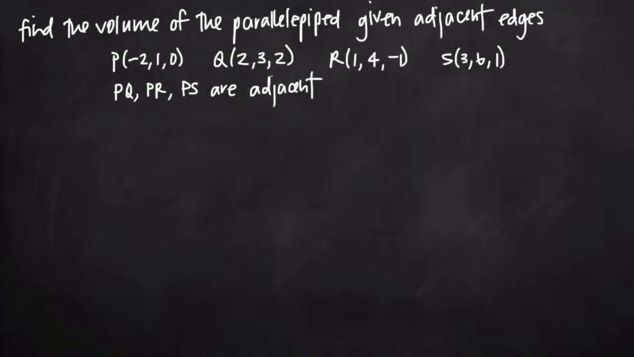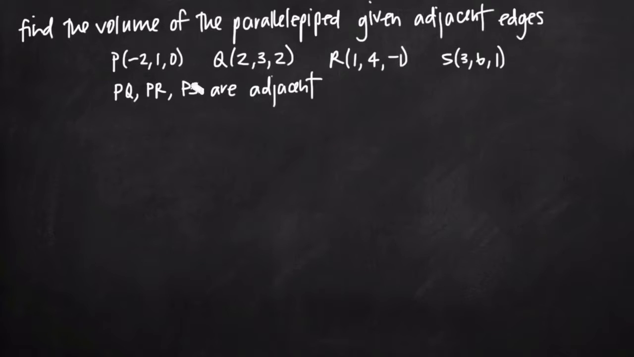Today we're going to be talking about how to find the volume of the parallelepiped, assuming that we've been given 3 adjacent edges of the geometric figure. Now, if you're not familiar with a parallelepiped figure, it's basically the 3-dimensional version of a parallelogram in the same way that a cube is the 3-dimensional version of a square.